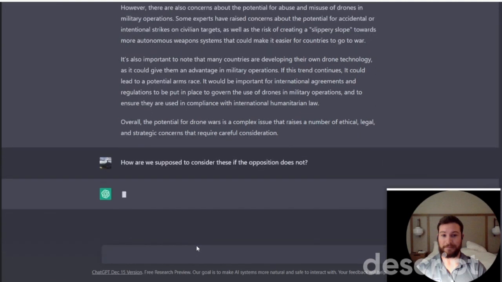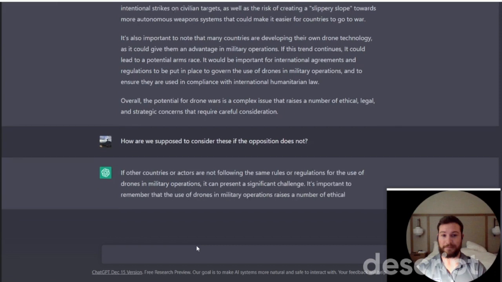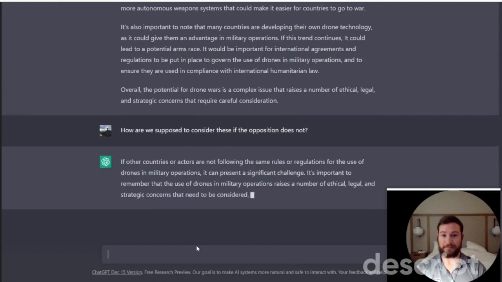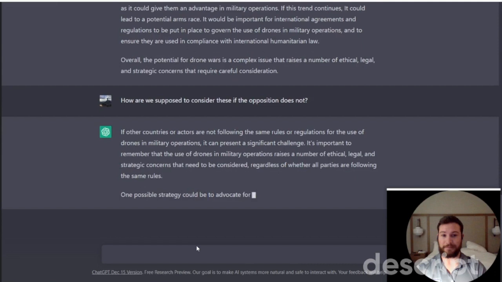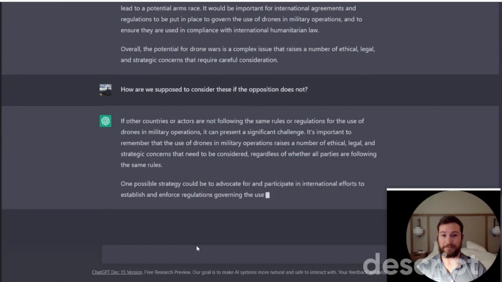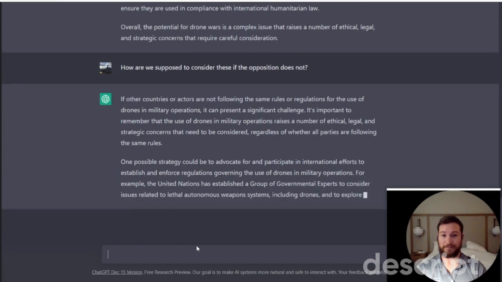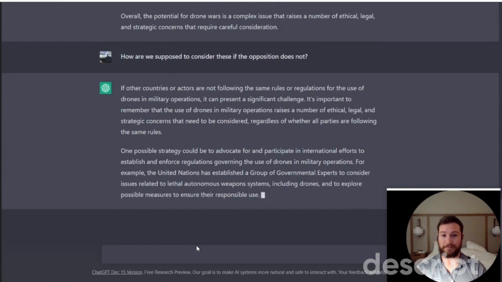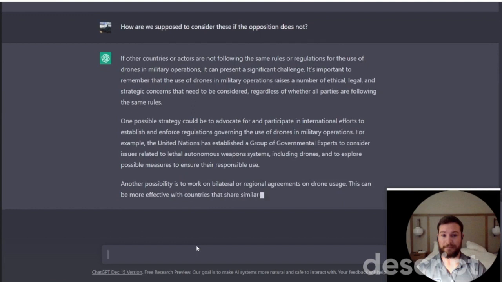If other countries or actors are not following the same rules or regulations for the use of drones in military operations, it can present a significant challenge. It's important to remember that the use of drones in military operations raises a number of ethical, legal, and strategic concerns that need to be considered, regardless of whether all parties are following the same rules. One possible strategy could be to advocate for and participate in international efforts to establish and enforce regulations governing the use of drones in military operations. For example, the United Nations has established a group of governmental experts to consider issues related to lethal autonomous weapons systems, including drones, and to explore possible measures to ensure their responsible use. Another possibility is to work on bilateral or regional agreements on drone usage. This can be more effective with countries that share similar views and security concerns.